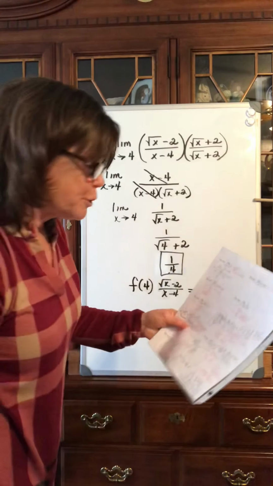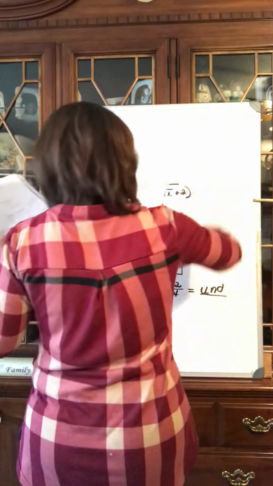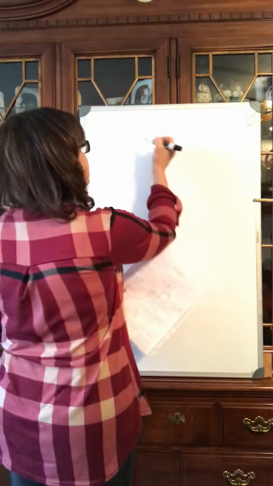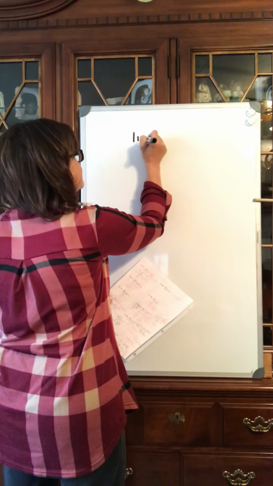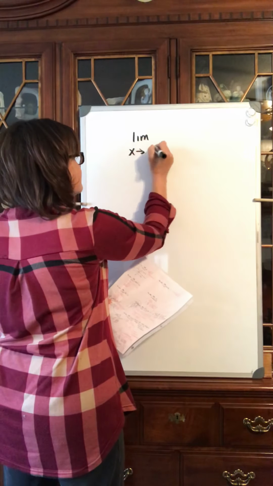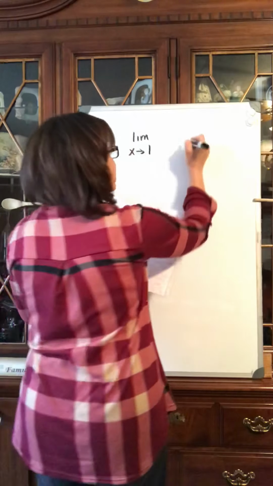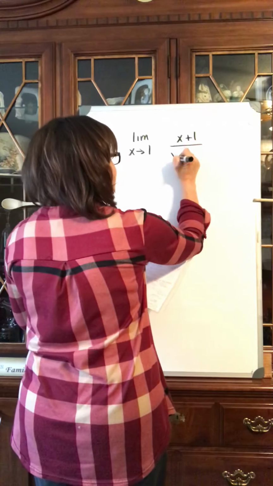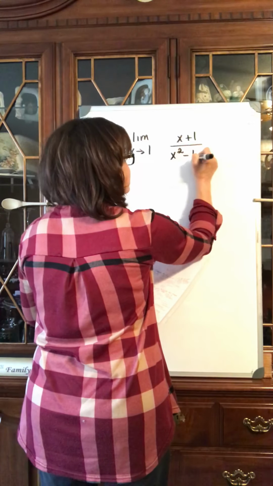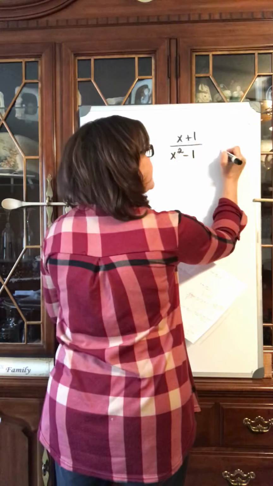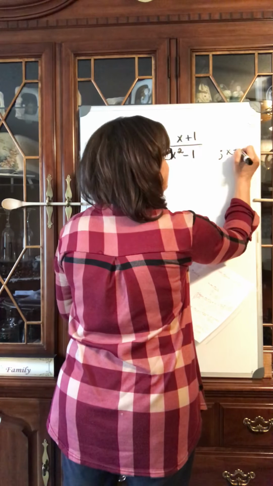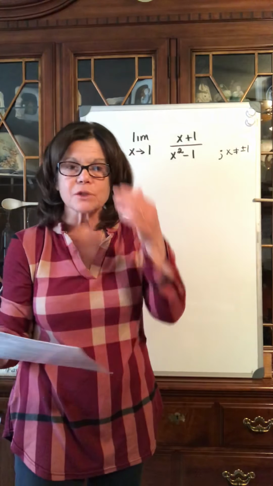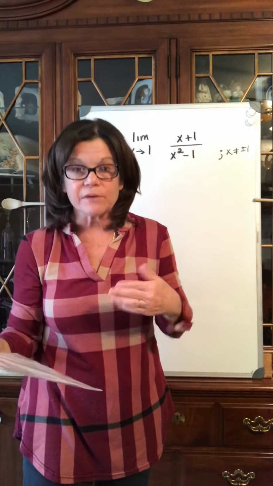Okay, example number 8. We're looking for the limit as x is approaching 1 of the function x plus 1 over x squared minus 1. Now, I know that for this function, x cannot equal plus or minus 1. That would give me a 0 in the denominator. Remember, the denominator is a difference of squares factoring, so there are two values that would make this function undefined.